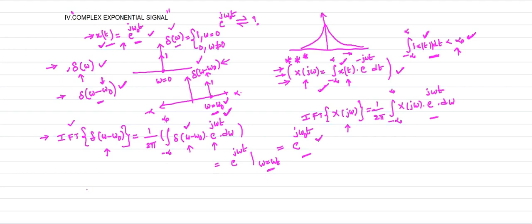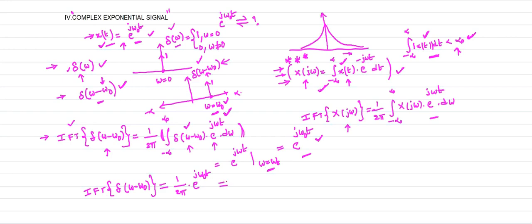Now what is the inverse Fourier transform? What is your left hand side? Your left hand side is the inverse Fourier transform of delta of omega minus omega naught. So the inverse Fourier transform of delta of omega minus omega naught is what now? It is 1 by 2 pi times e power j omega naught t, because the result of this integration is nothing but e power j omega naught t.